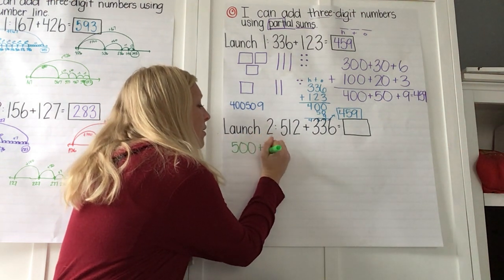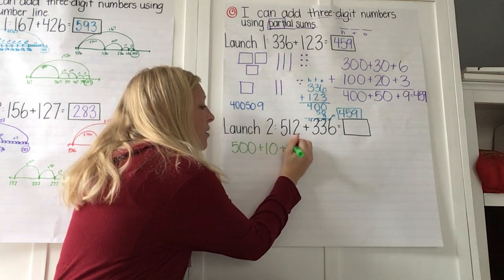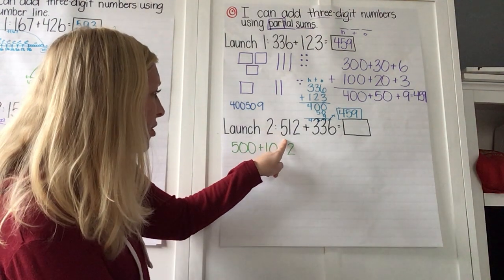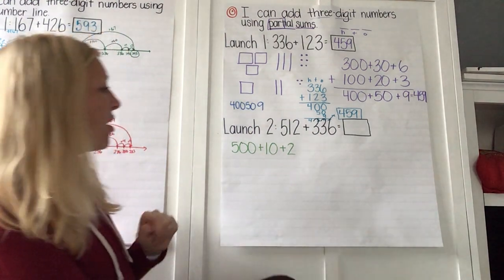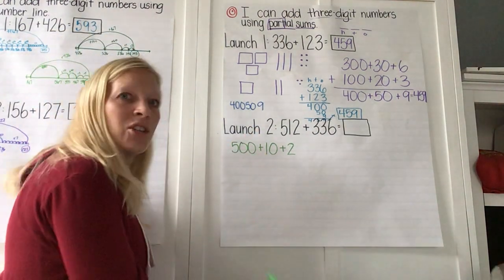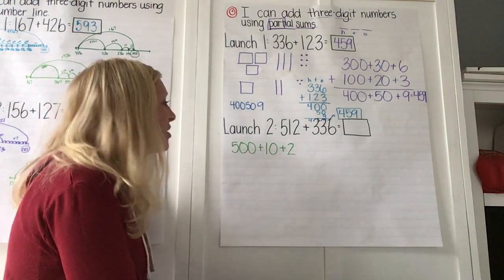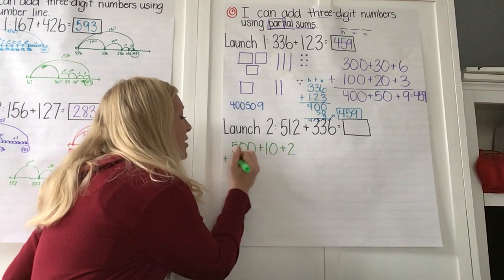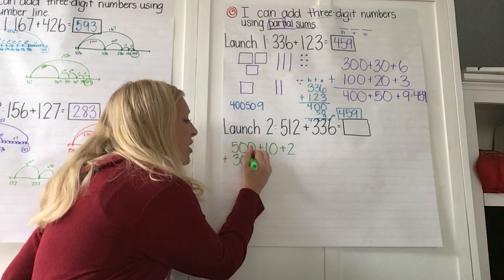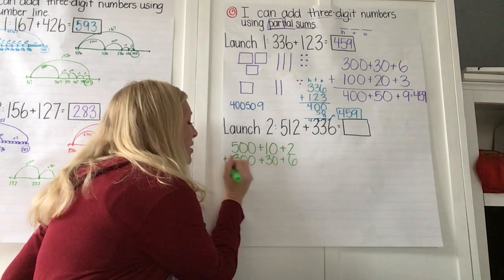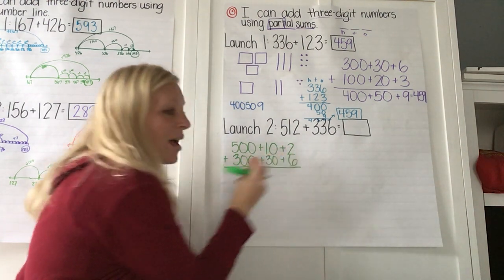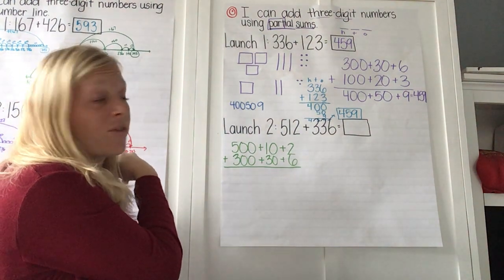500 plus 10 plus 2. 5 hundreds, 1 ten, 2 ones. 512, 500 plus 10 plus 2. Plus 10 and 2 is 12. There's that little teen number, isn't it? Plus 300 plus 30 and 6. I'm seeing some wiggle waggles. I love seeing that expanded form, friends.